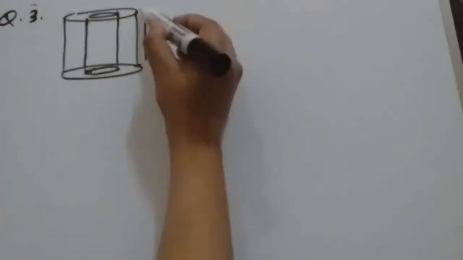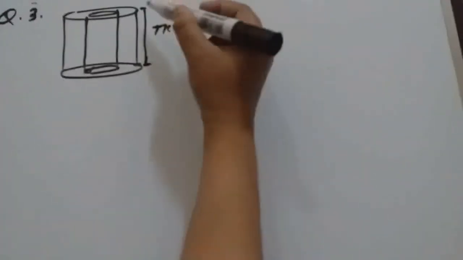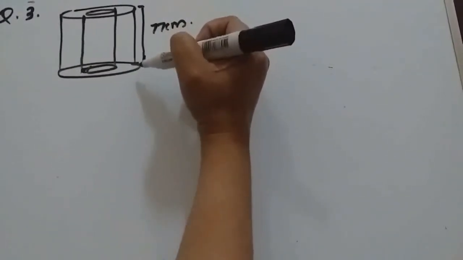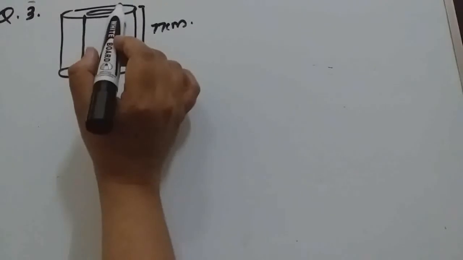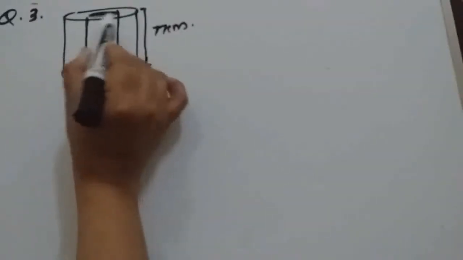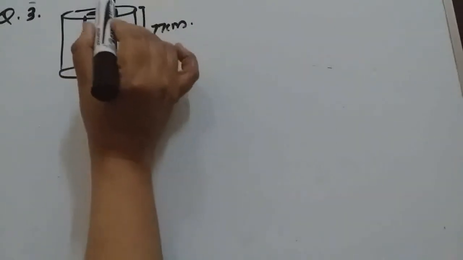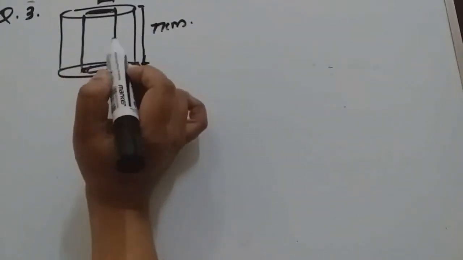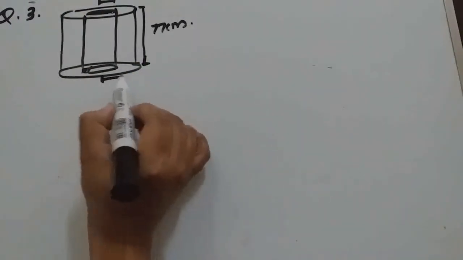Question number 3: a metal pipe is 77 meters long. So this much is the length of the metal pipe. The inner diameter of the cross section is 4 centimeters. So this inner diameter is 4, so the radius will be 2. And the outer diameter is 4.4 centimeters. Outer diameter means this one.